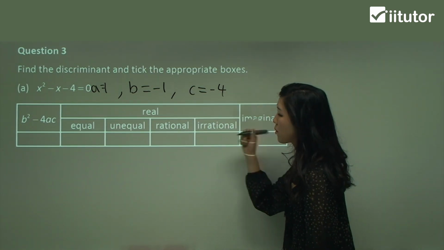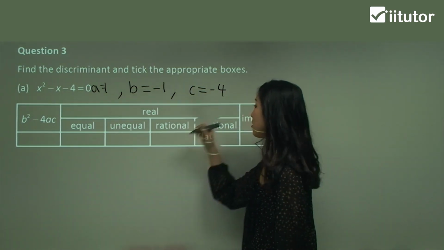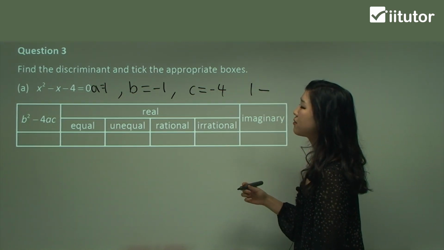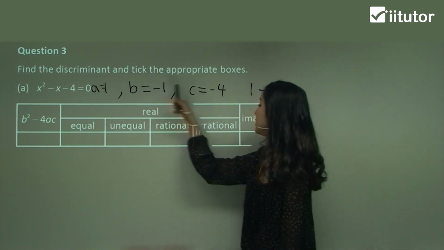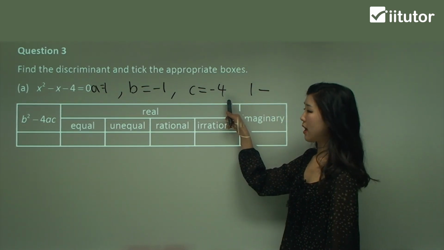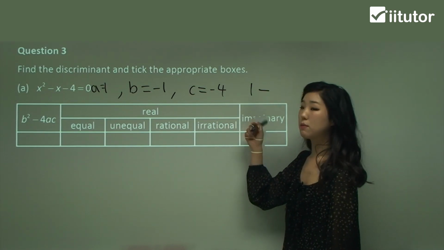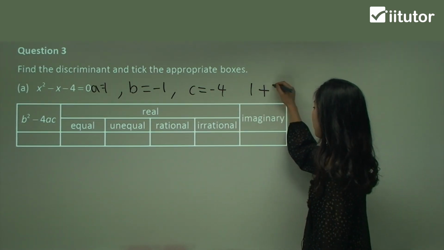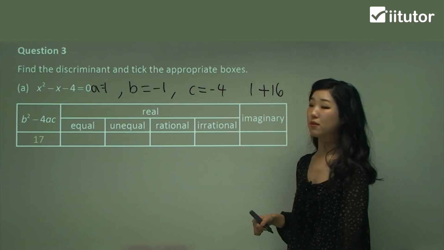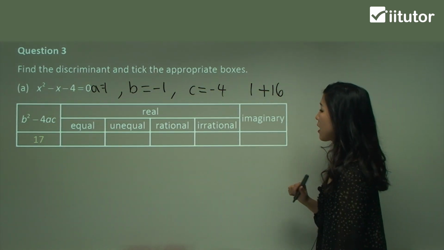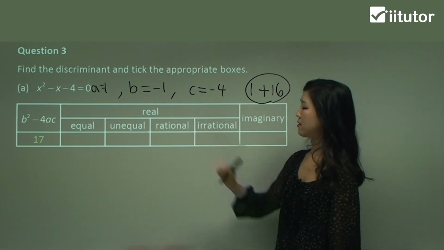So if we do b squared, which is -1 squared, which is just 1, minus 4ac, 4 times 1 times -4. Okay, so because it's minus, it's going to be -4 times 1 times -4, which will be positive 16, so it will be plus 16. Our discriminant is simply 17, okay? I'm just going to put it in my discriminant box over there. Okay, so this is our discriminant, we've got 17.